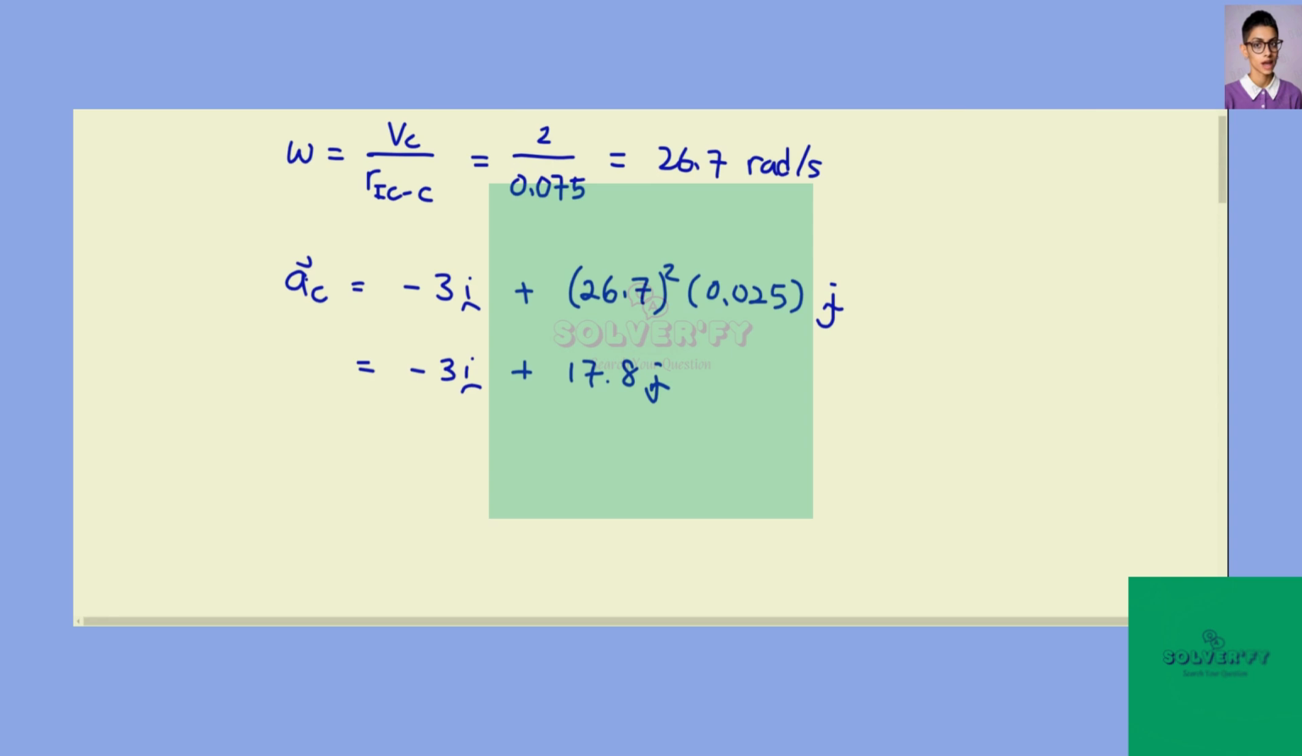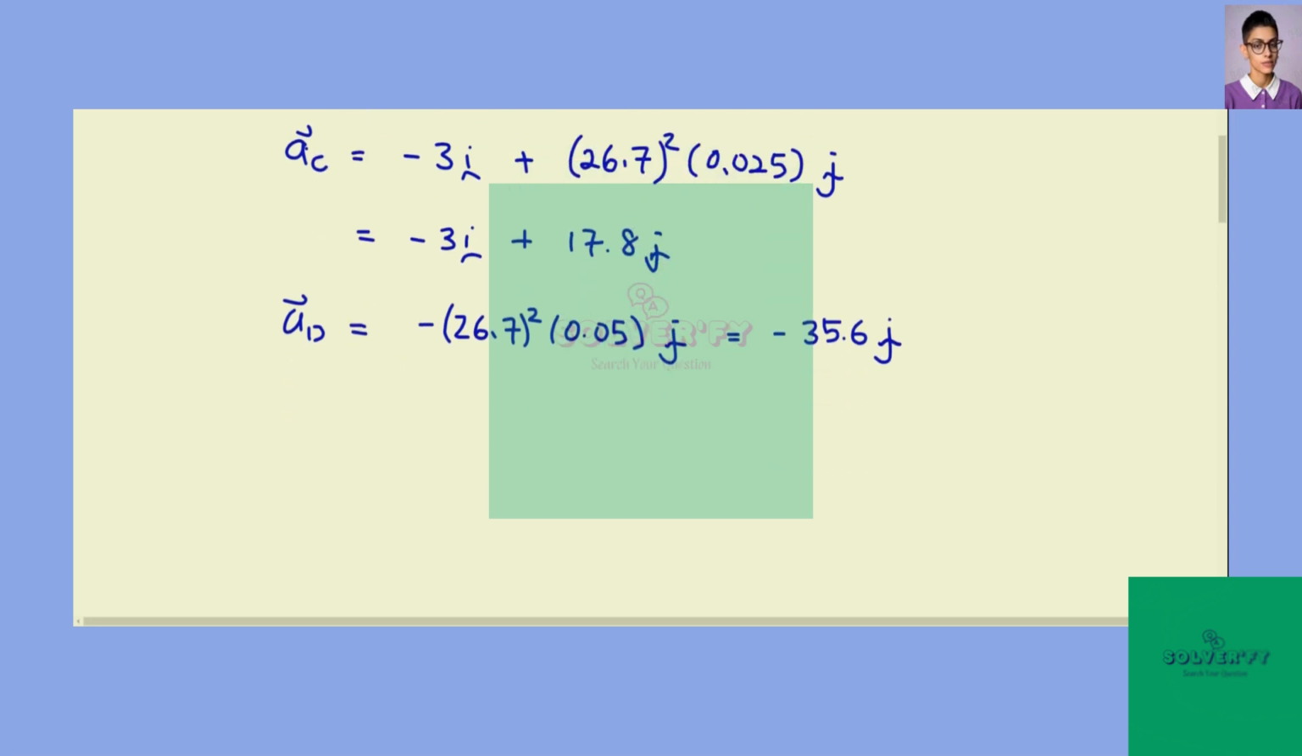And then for AD, it has a normal component that's pointing downward. So again, r omega squared, so minus 26.7 squared times the radius, 0.05, measured from A. So this is minus 35.6j.